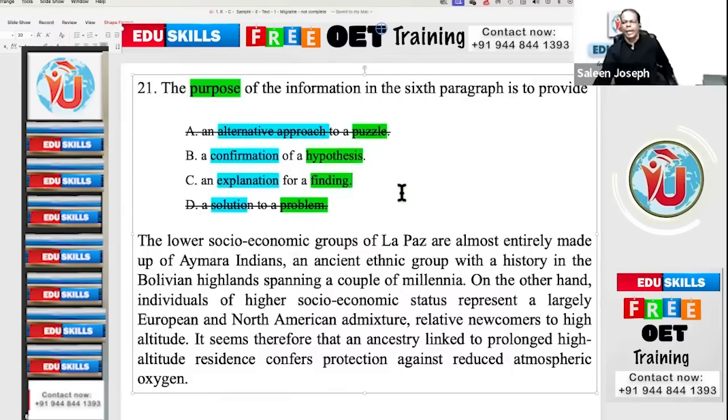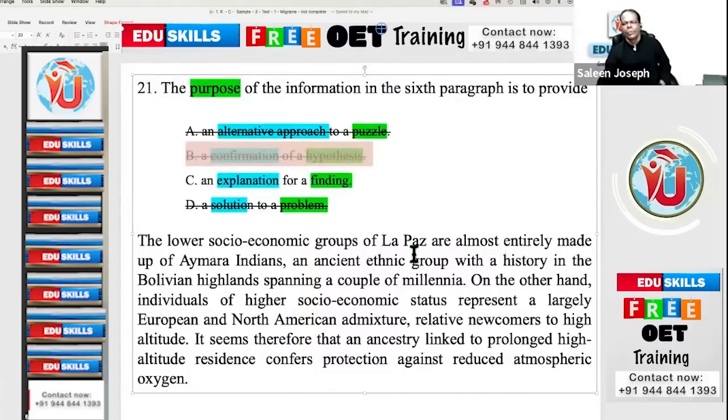A confirmation of a hypothesis, like an assumption, you remember the previous question, assumption. Is there a confirmation about a hypothesis? The other one was disproving the hypothesis. Here they are saying, is it a confirmation of a hypothesis, confirmation of an assumption? Do they mention any assumptions here? Hypothesis? No. Hypothesis means assumption. No. So it is an explanation for a finding.